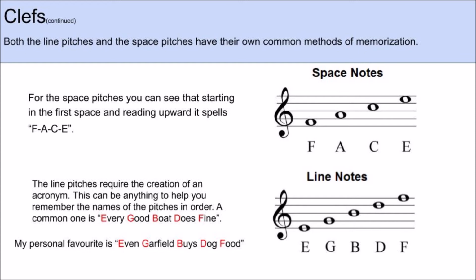For the line notes, you will need to create an acronym. This can be anything to help you remember the names of the pitches in the correct order. One that many people use is every good boat does fine. The one that I learned growing up was even Garfield buys dog food. This gives you the letters E, G, B, D, F, which covers all of the lines on the staff. Take some time now to try to come up with your own acronym before we move on to the next clef.